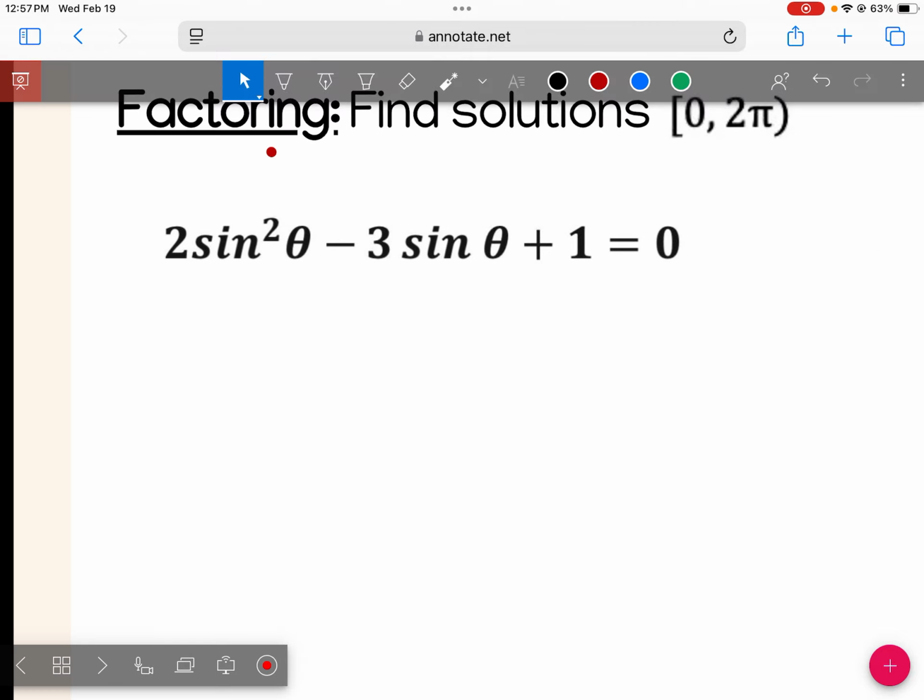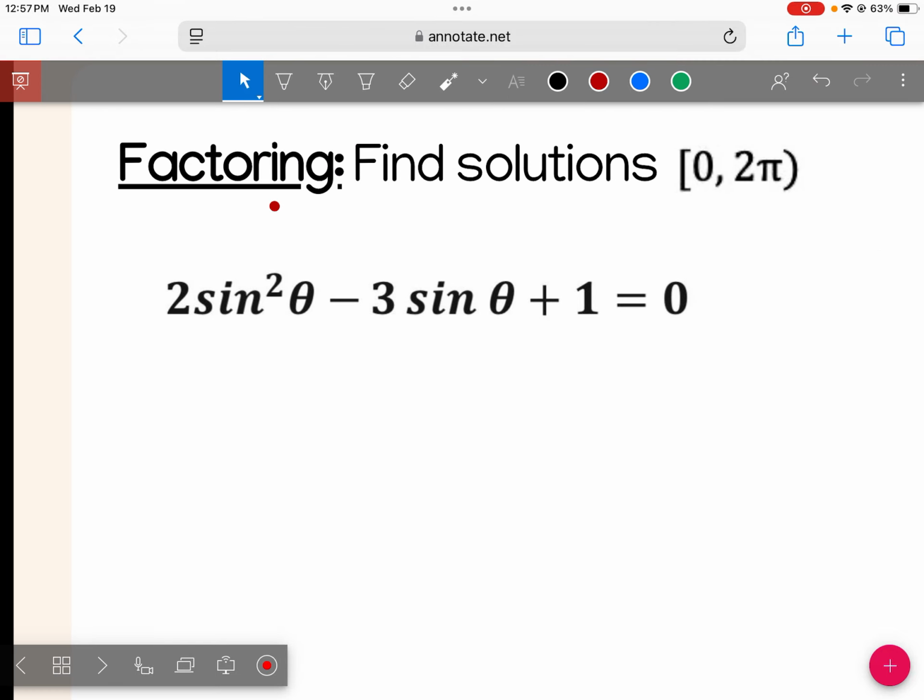So we're going to focus on this one first. 2 sine squared theta minus 3 sine theta plus 1. Now, I could be nice and get rid of these thetas. However, the thetas aren't going away. It's a Greek letter that we use, and it's going to be all over.